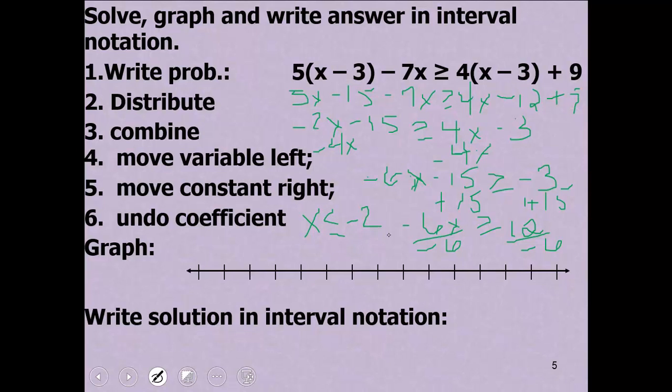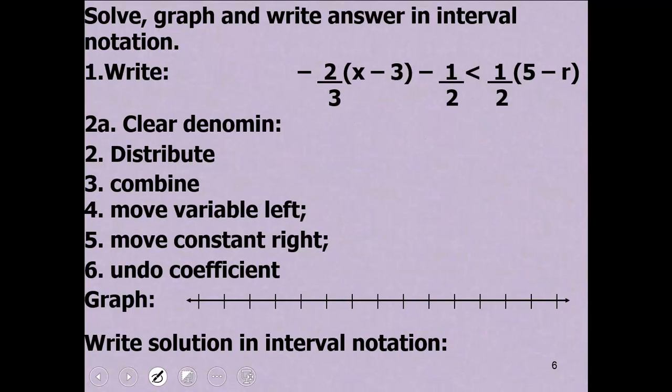So if this is 0, here's negative 2. All right. My inequality includes the equal sign, so I'm going to have to use a bracket. I need everything going to the left. So here, and then a bracket at negative 2. And in interval notation, because I have this line going off to the left, that's negative infinity. Negative infinity always uses a parenthesis, comma, negative 2 bracket. All values of x less than or equal to negative 2.